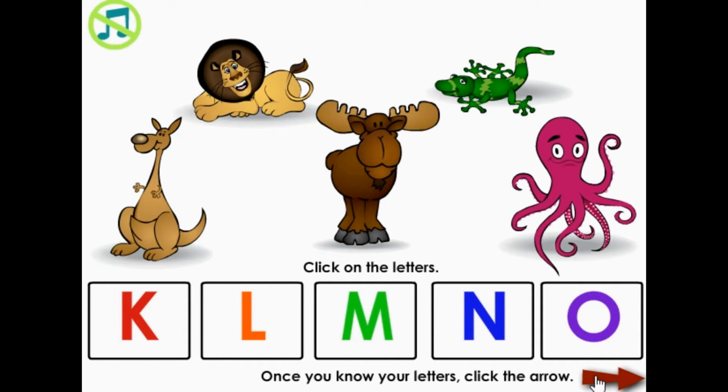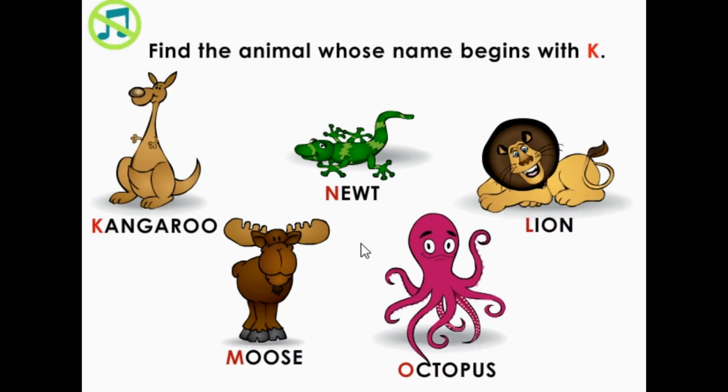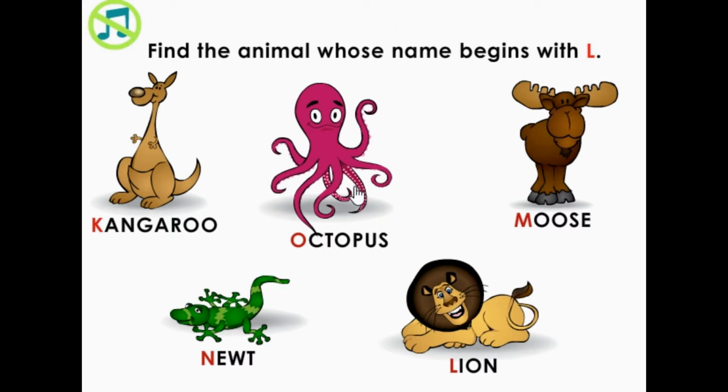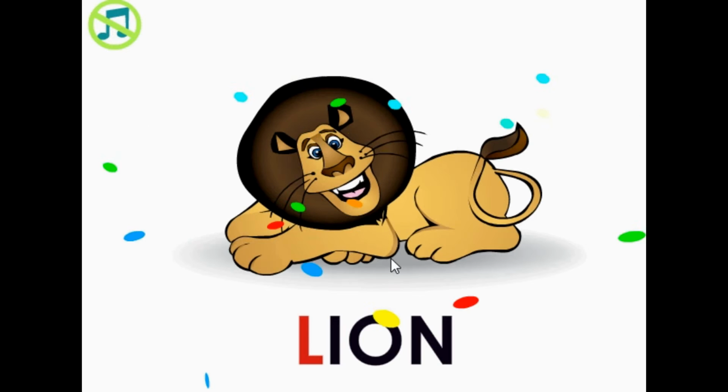Next page. Find the animal whose name begins with K. Awesome! Kangaroo begins with K. Find the animal whose name begins with L. Good job! Lion begins with L.